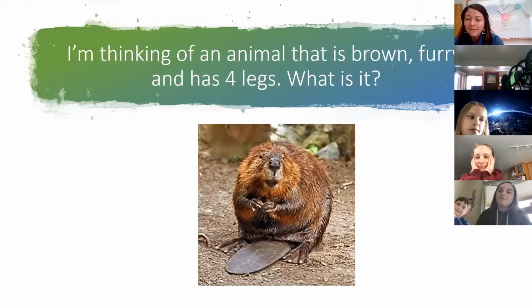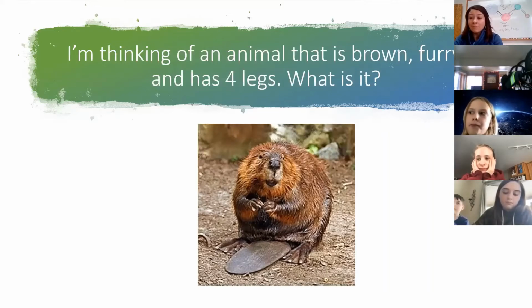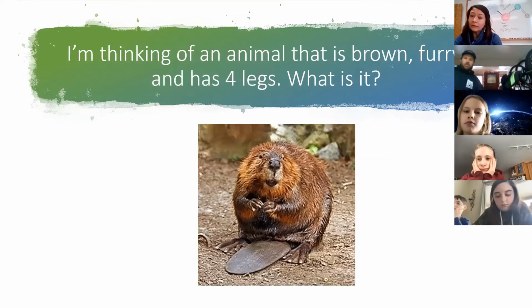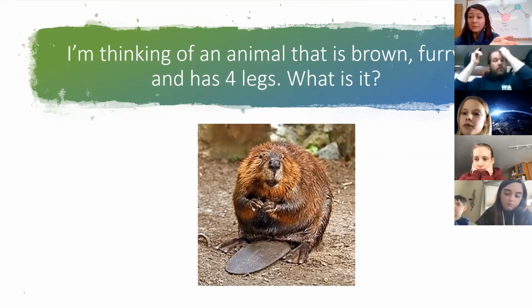Okay, so it's a beaver, right? And beaver is not probably the first thing you think of when you are thinking of an animal that has brown fur and 4 legs. I thought of bear and moose first, but the point of this is that when we're trying to describe something, whether it be an animal or a rock or something in science, we need to be really specific about how we describe them, right? Because brown fur and 4 legs describes, as you just told me, a lot of different animals, right?